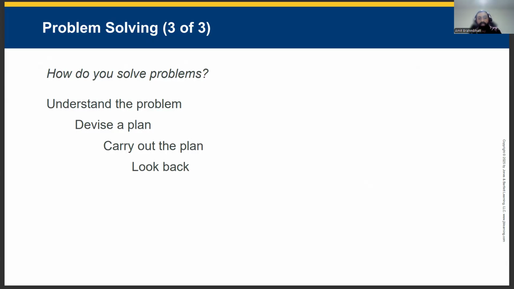Carrying out the plan is the execution phase where you perform the steps you designed. Finally, looking back encourages reflection. Did the solution work and can it be improved? This structured approach maps directly onto algorithm development, helping ensure clarity, correctness, and efficiency.